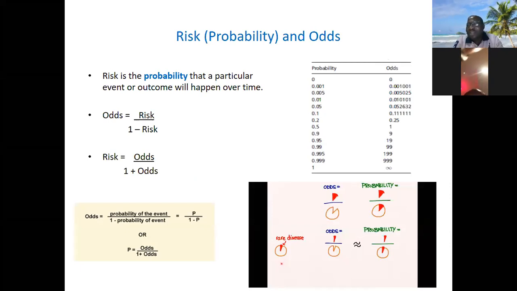Risk is the same thing as probability. It's only that the word risk, in English usage, is wider than probability, because it means different things to different people. But for statistics, risk and probability are the same.